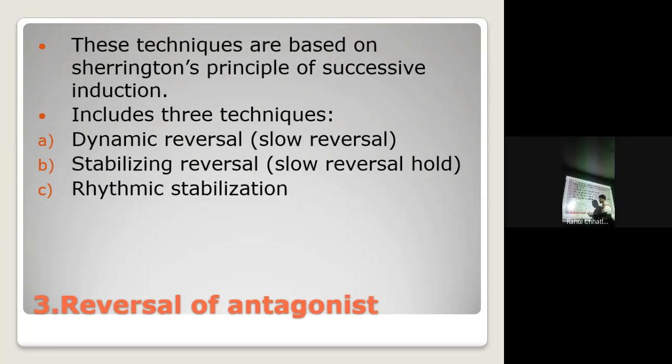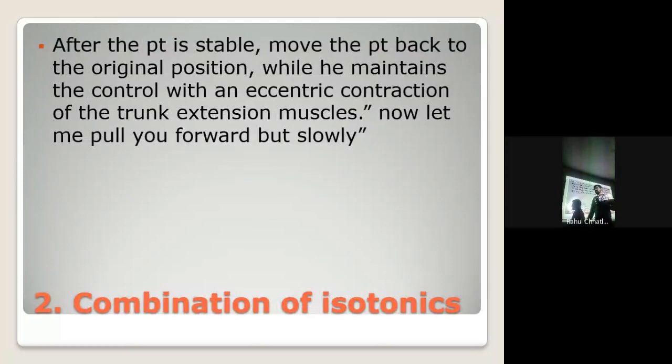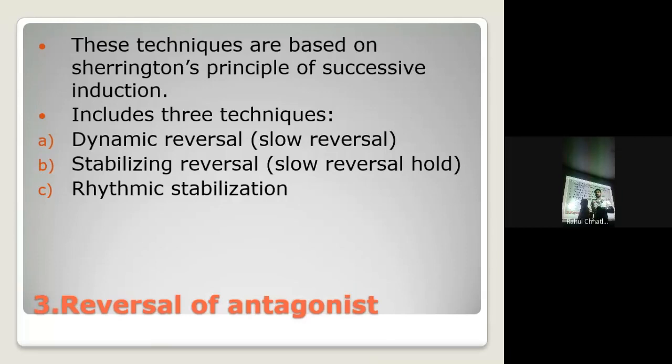Now, the name suggests reversal, meaning you will start probably with the agonist and later move to the antagonist. What does this mean? Before this we saw the combination of isotonics. In the combination of isotonics we targeted one single muscle, say for example the trunk extensors, say for example the biceps muscle. Here we want to reverse it: treat the biceps and immediately treat the triceps. That is termed reversal of antagonist.